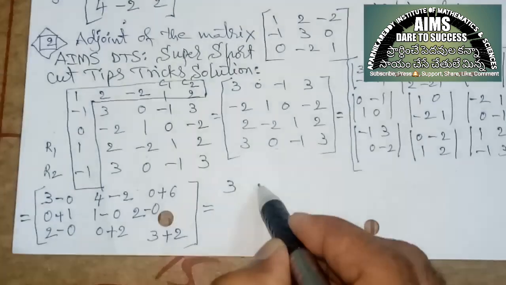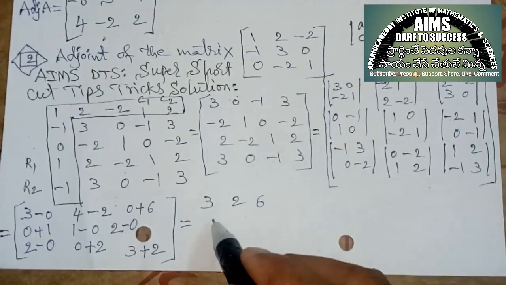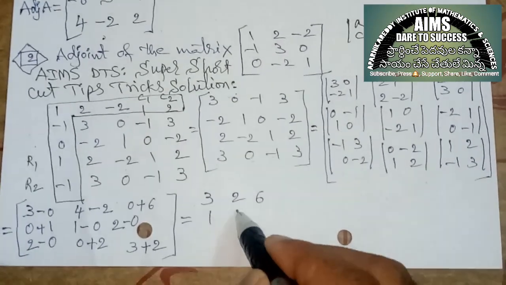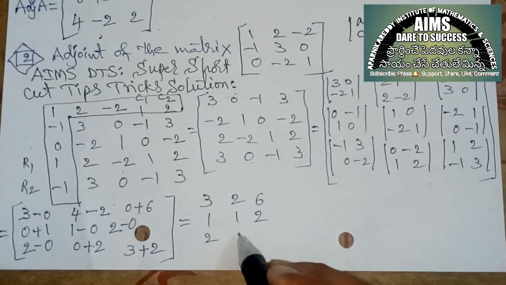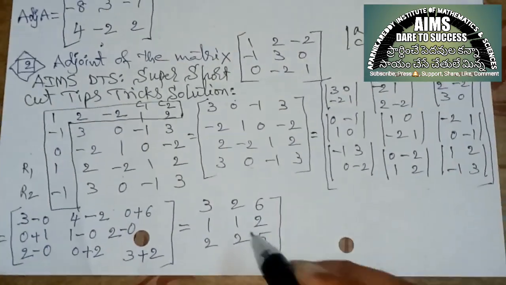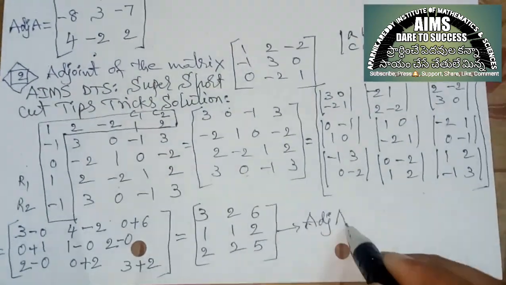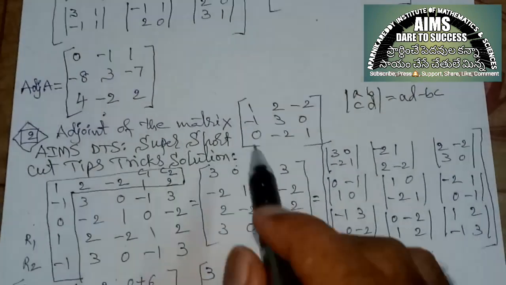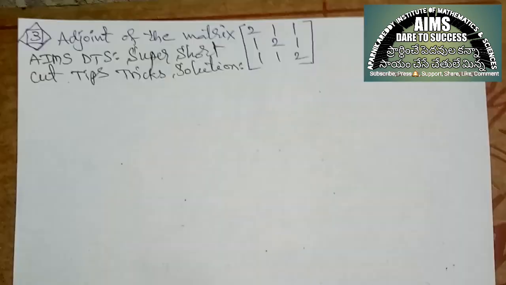4 minus 2, 2. 0 plus 6, 6. 0 plus 1, 1. 1 minus 0, 1. 2 minus 0, 2. 2 minus 0, 2. 0 plus 2, 2. 3 plus 2, 5. This is the adjoint of the given matrix 1, 2, minus 2, minus 1, 3, 0, 0, minus 2, 1.